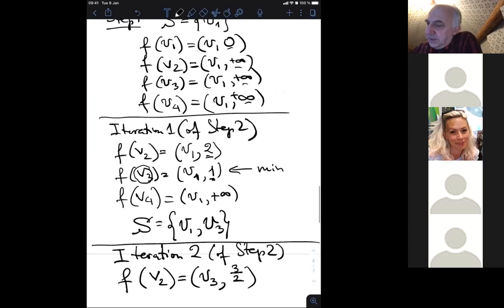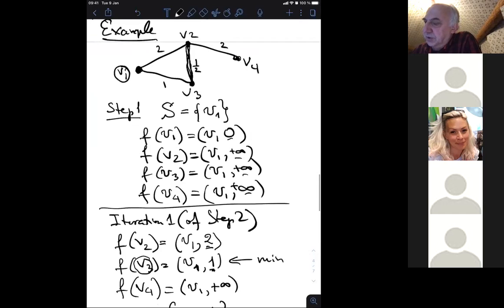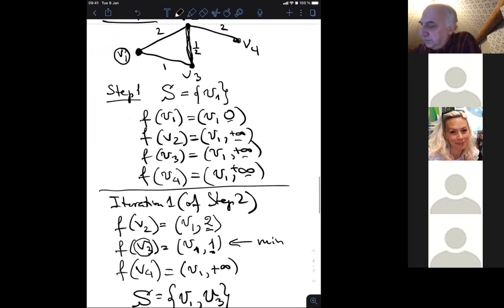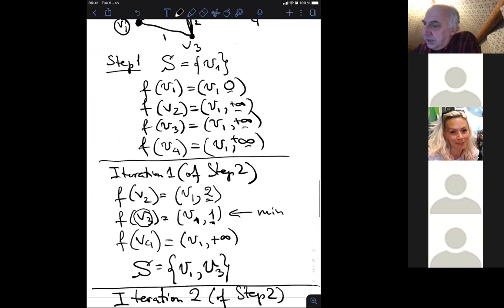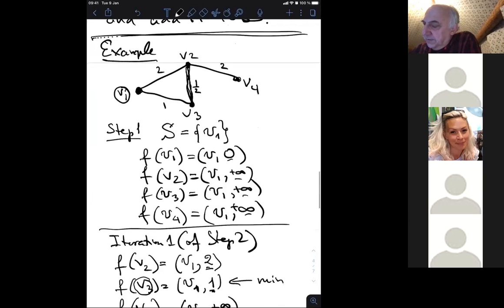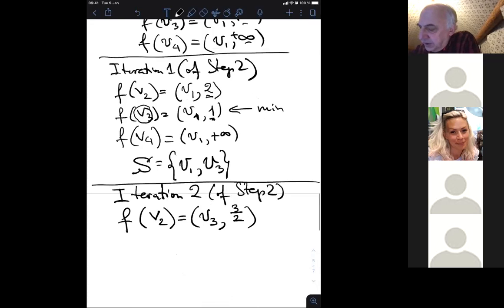So on the previous step, I found one path between V1 and V2, which was of length 2, but now I found a shorter path, which goes V1, V3 to V2, and it has length 3/2 instead of 2. Okay. Now what about V4? V4 is still not connected to my current set S, which consists of V1 and V3. So the label of V4 is still the same. It's still V1 and plus infinity.